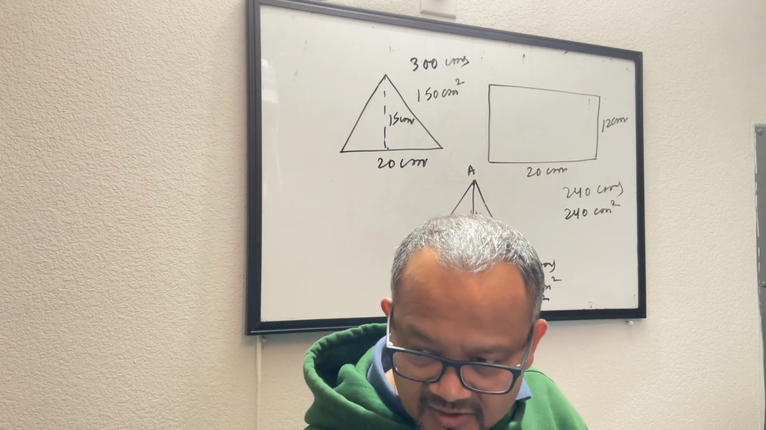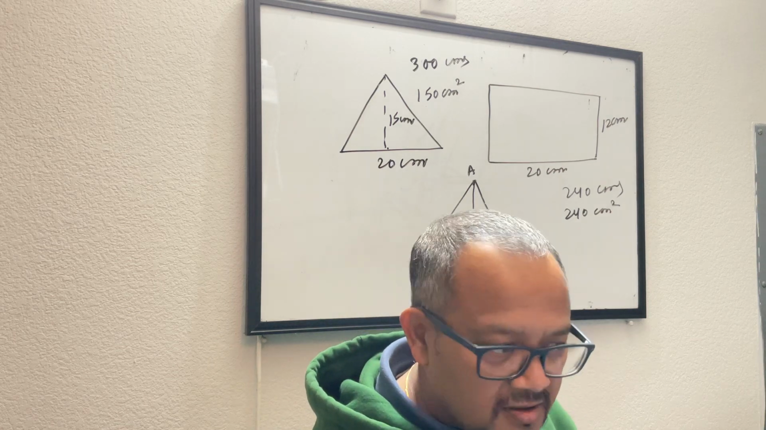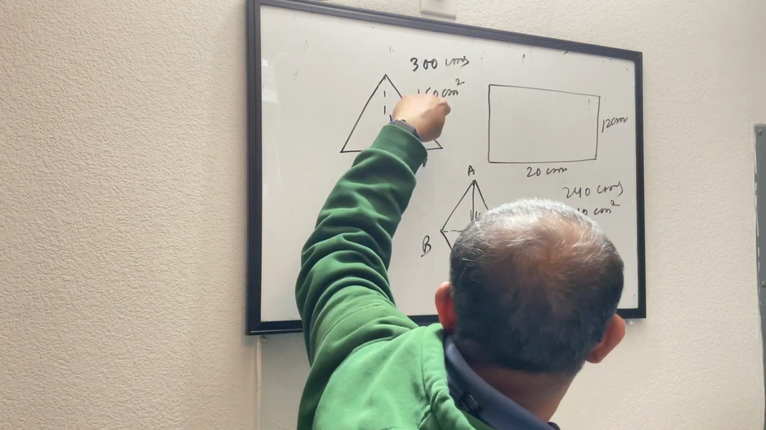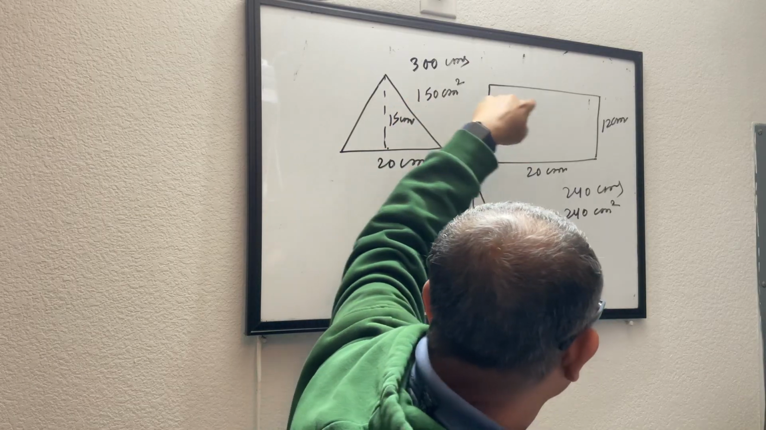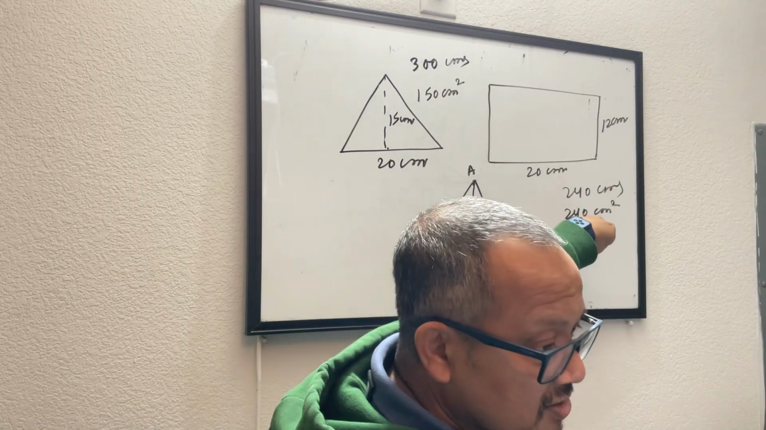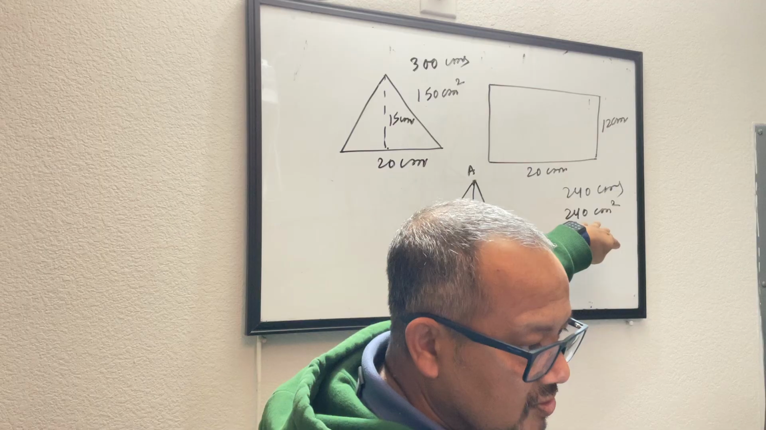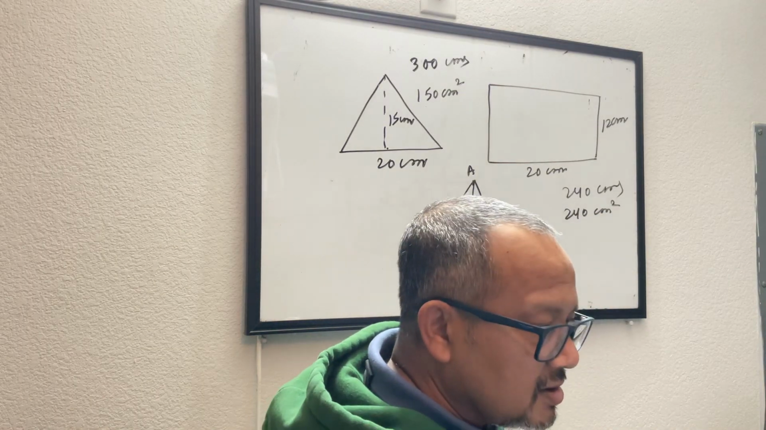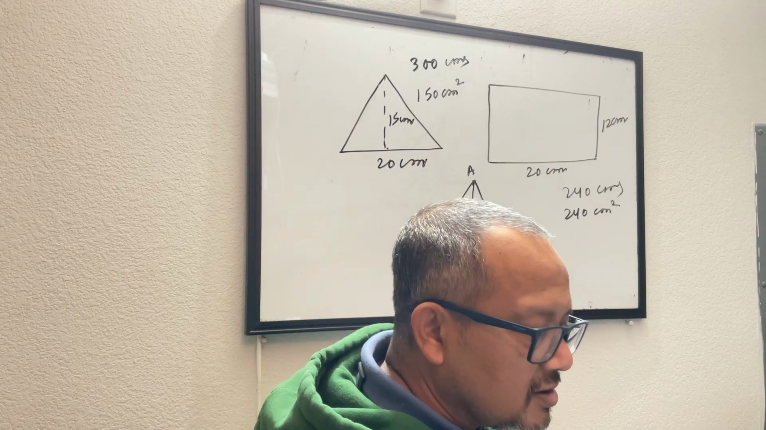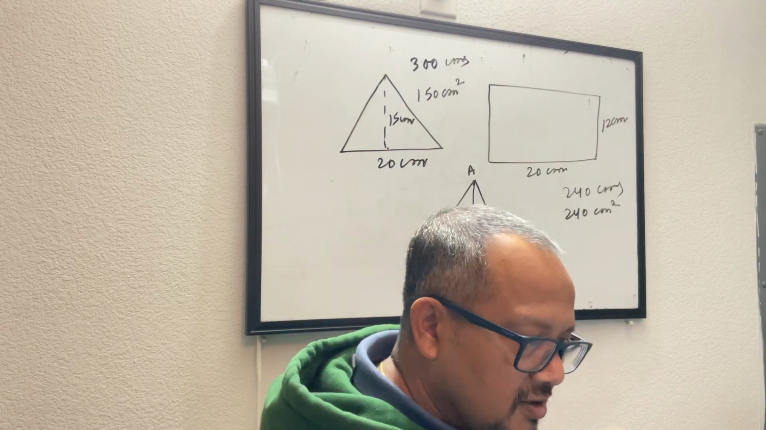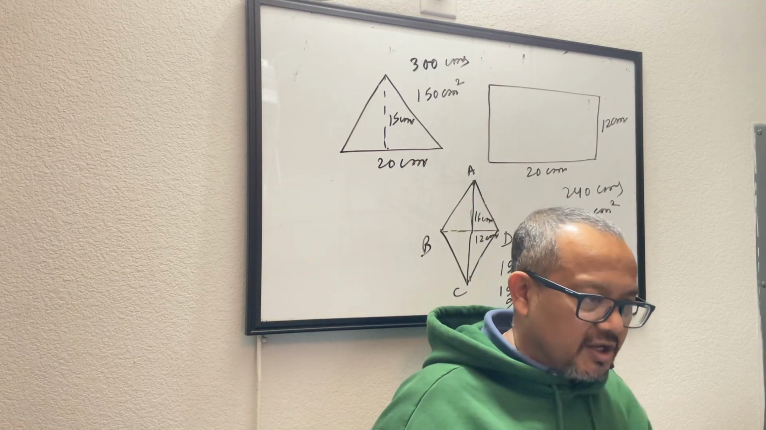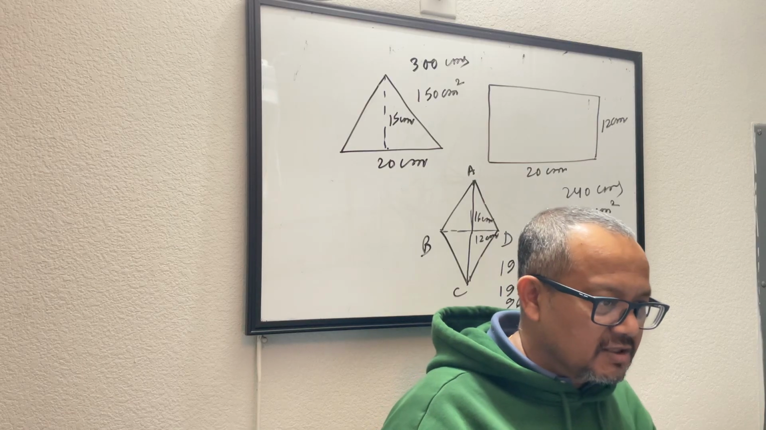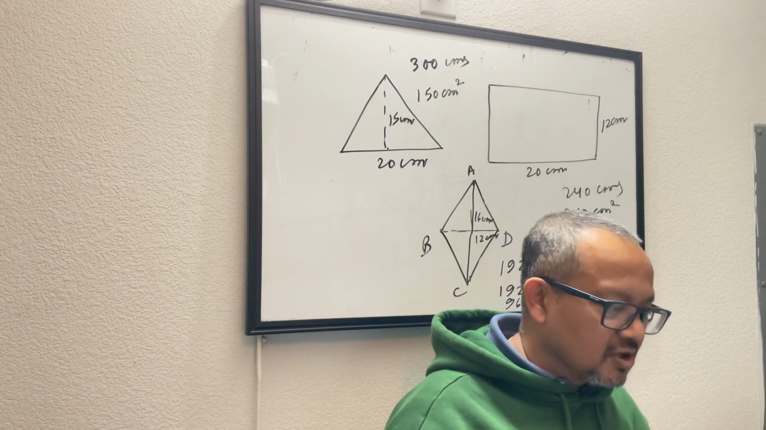For the first one, the triangle, I got 150 centimeters. Okay. And the second one, I got 240 centimeters squared. Okay. And for the last one, the rhombus, I got 192. Okay.